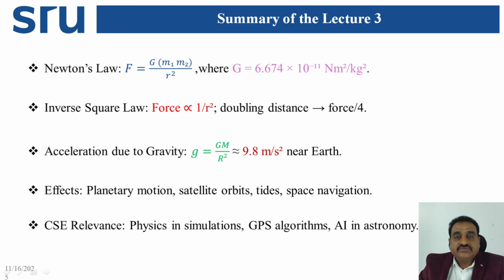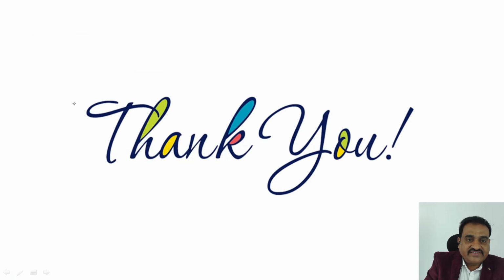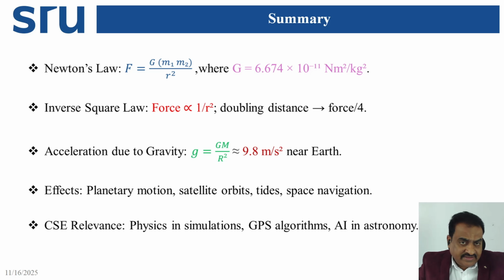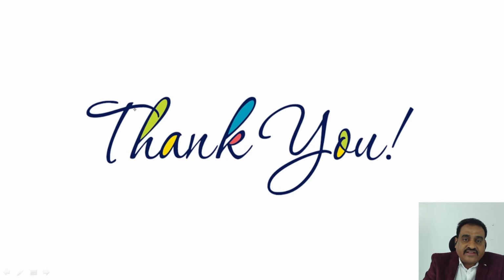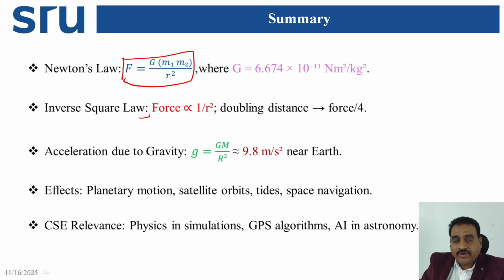So coming to the summary, Newton's law, we know very well. Here you can see the attractional force F is equal to G M1 M2 by R square. You try to see here the Newton law. F is directly proportional to M1 M2 by R square. The proportionality constant is capital G. G is equal to 6.67 into 10 to the power minus 11 Newton meter square per kg square.